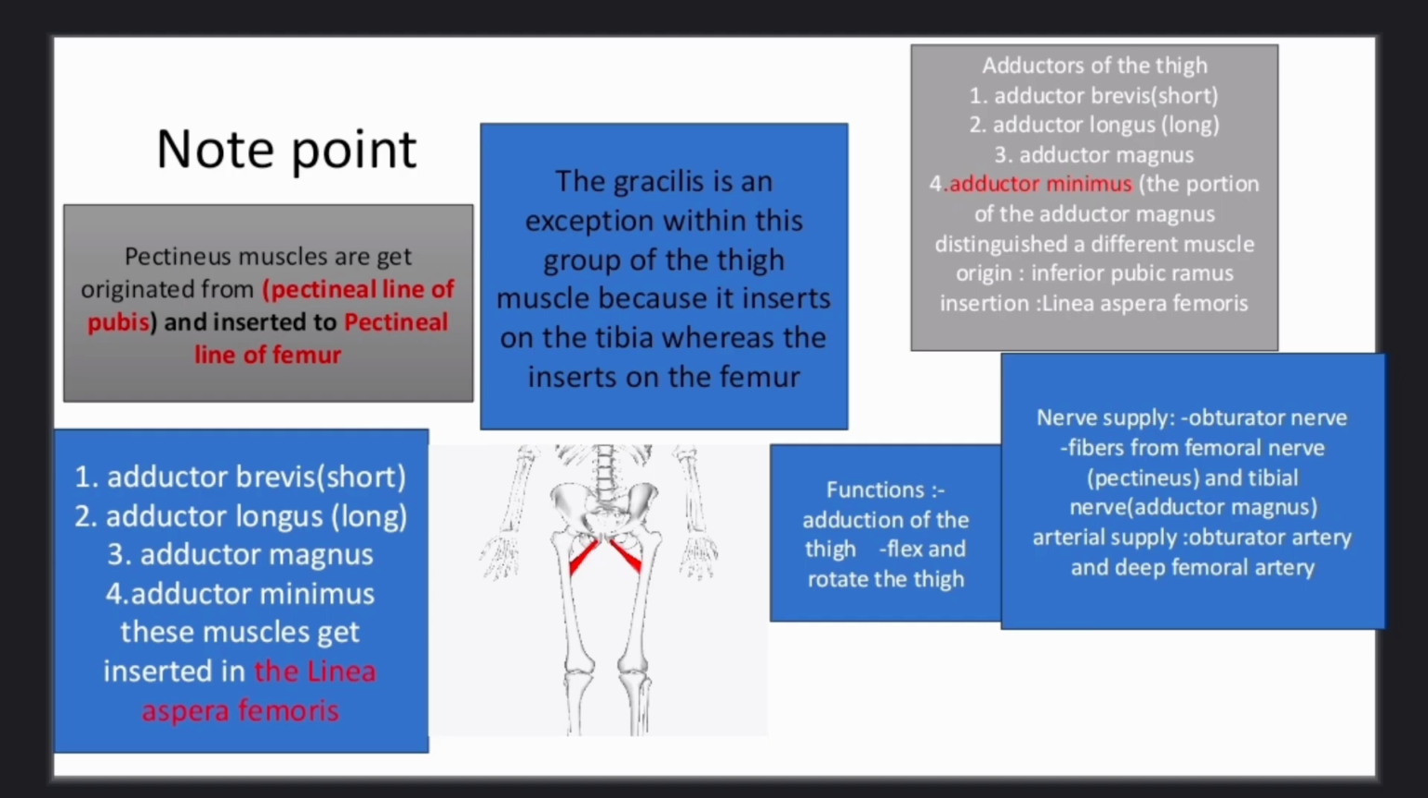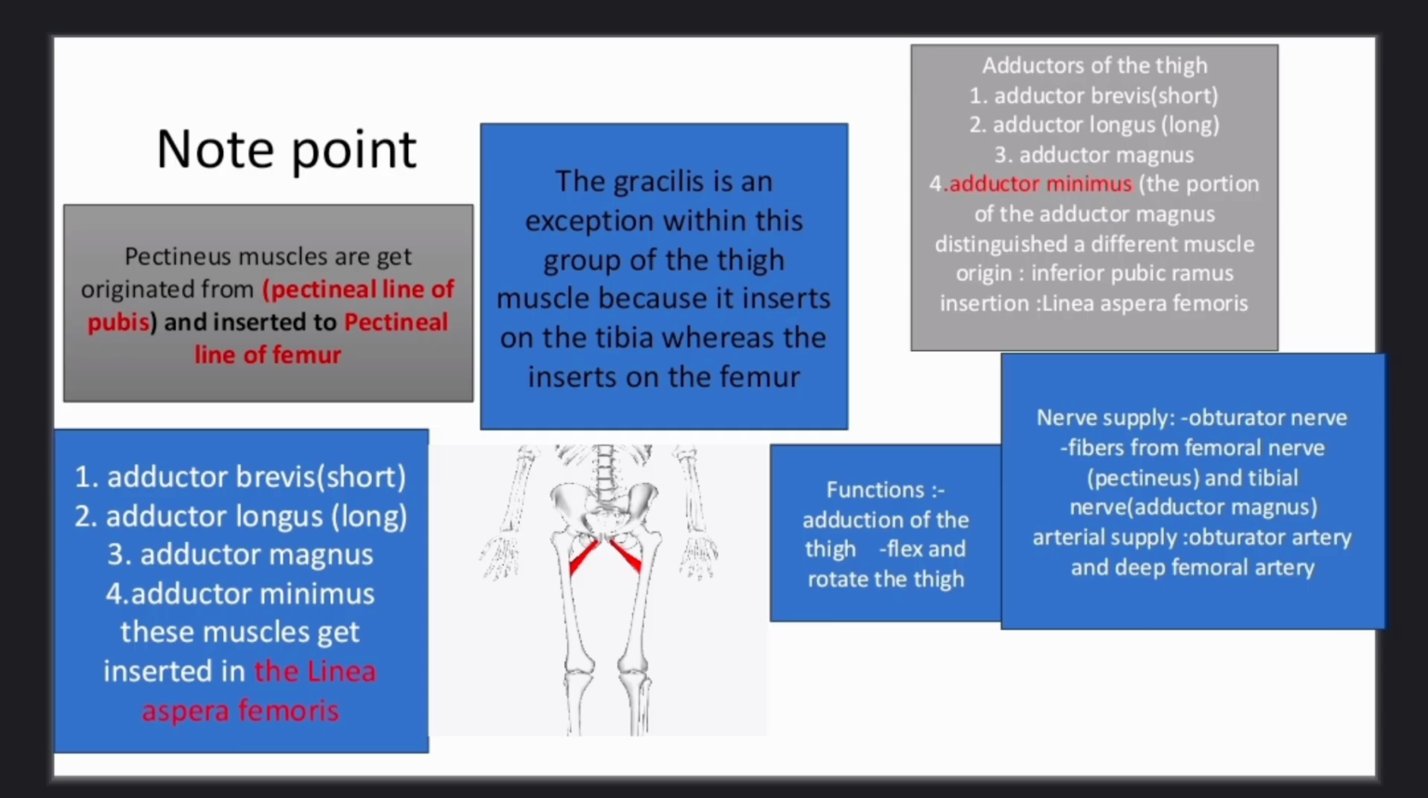Now let us move on to the most important part of our video, the note points. These simple memory tips will help you remember the muscles of the medial compartment of the thigh more easily. The first point is pectineus muscle. The pectineus muscle originates from the pectineal line of the pubis and inserts into the pectineal line of the femur. You know that. So the easy trick is remember the word pectineal. Pectineal line of the pubis is origin, pectineal line of the femur is the insertion. Remember the word pectineal in the muscle name, pectineus.